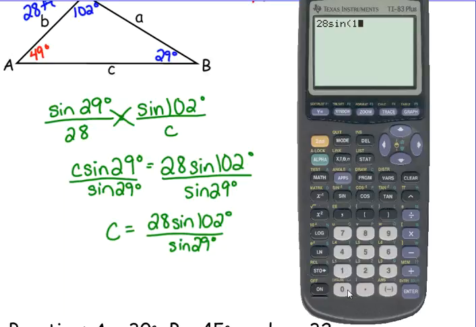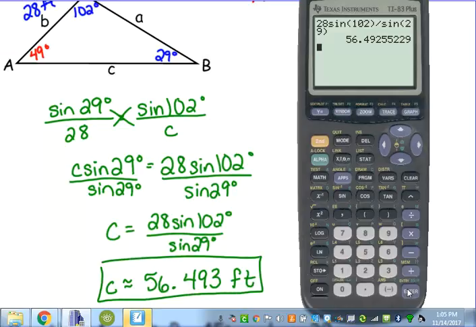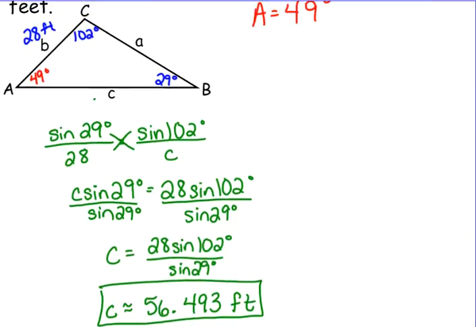28 sine 102, close your parentheses, divided by the sine of 29. It is okay to just type this entire thing in. It will work just fine. So side C is approximately 56.493 feet. We had units in the original problem, so we need to put units in our answers. And I'm going to label this on my picture as well, because I'm going to give you a little hint on a way you can check yourself after you've finished it all.